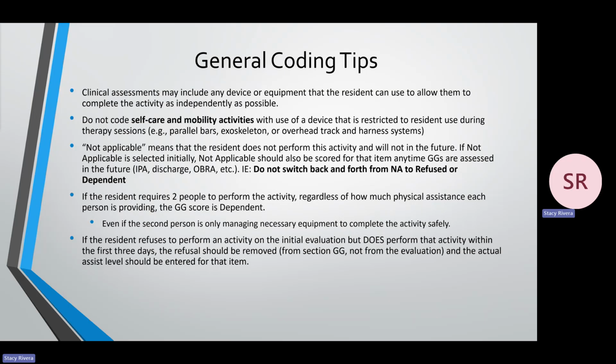Not applicable means that the resident does not perform this activity and will not in the future. If not applicable is selected initially, not applicable should also be scored for that item anytime the GGs are assessed in the future. So any additional assessments you're going to have not attempted because you're saying they did not do it before they got here and we don't expect that they're going to do it anytime during their stay here or when they return home. Do not switch back and forth from the NA to refused or to dependent. Okay, those are separate scoring items.